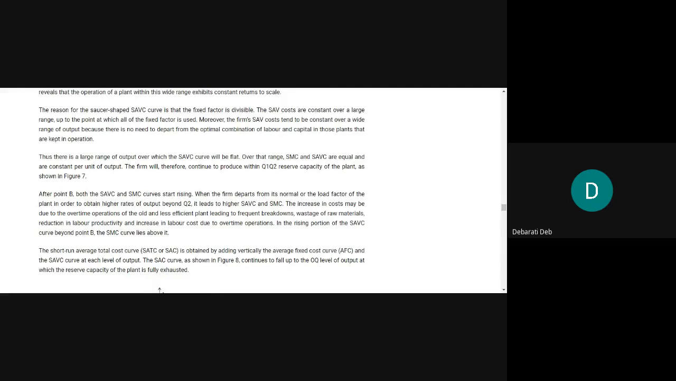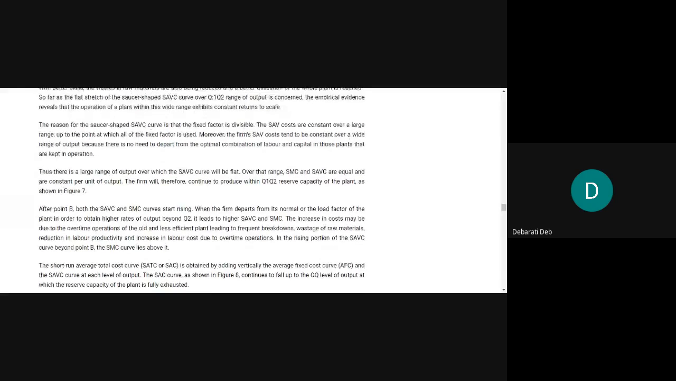Thus, there is a large range of output over which the SAVC curve will be flat. Over that range, the short-run marginal cost and short-run average variable cost are equal and are constant per unit of output. The firm will therefore continue to produce within this range Q1 and Q2, the reserve capacity of the plant as shown in the figure. That is the best part of the plant's production. It is not that they will keep producing a certain amount, but they will be within this range Q1 and Q2. That will give the optimum value to the firm.